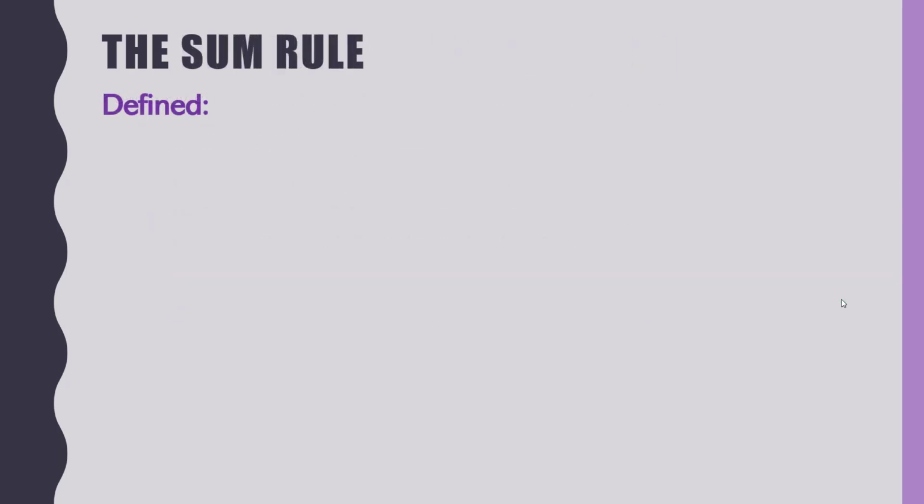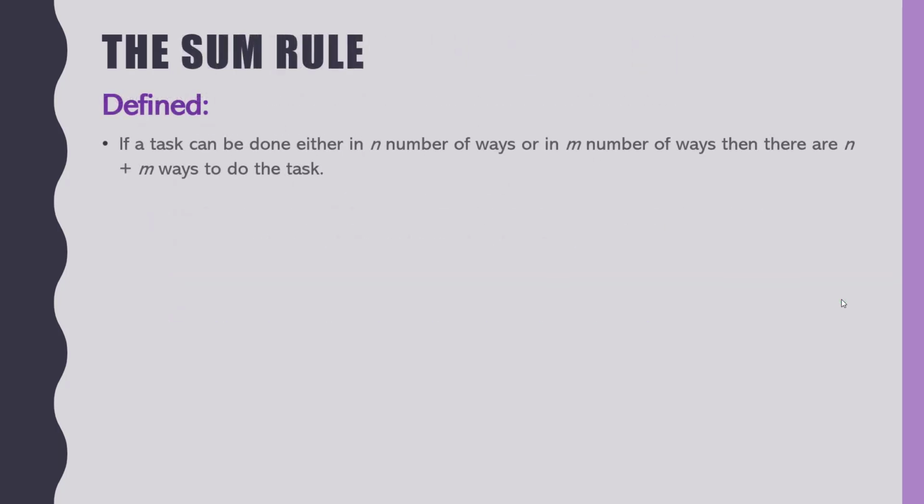Let's look at the sum rule. The sum rule is if a task can be done either in n number of ways or in m number of ways, then there are a total of n plus m ways to do the task. Now, the product rule, I feel that we saw it's pretty intuitive. When you see this one, you're gonna be like, duh, that's even more intuitiver. That's a real word, I made that up.